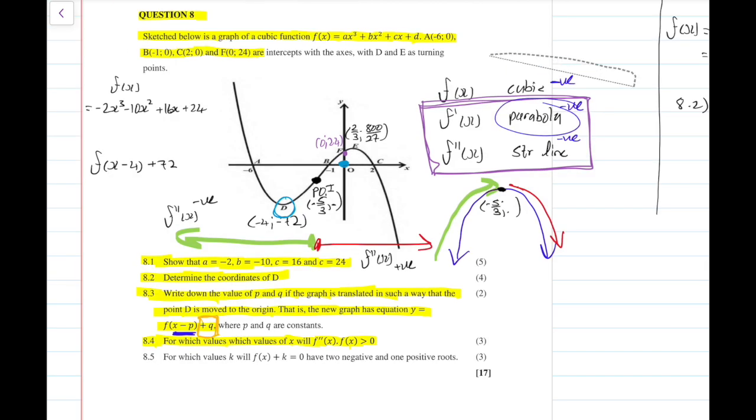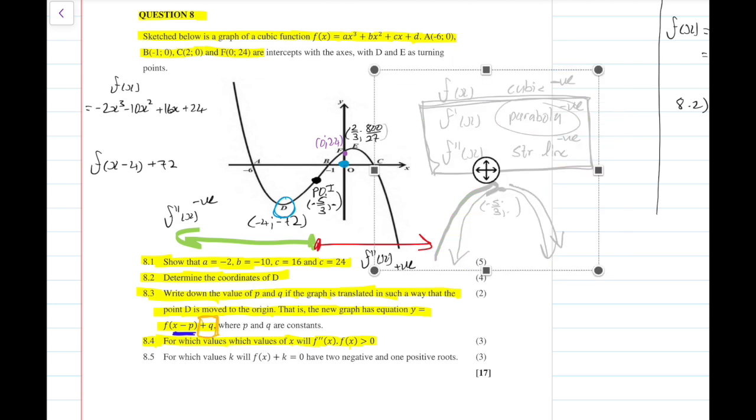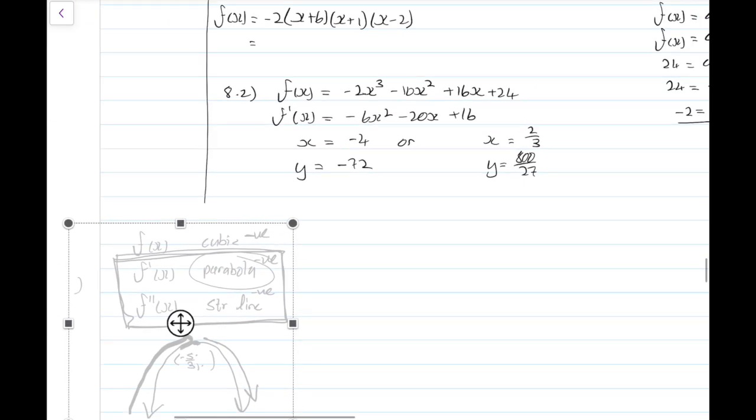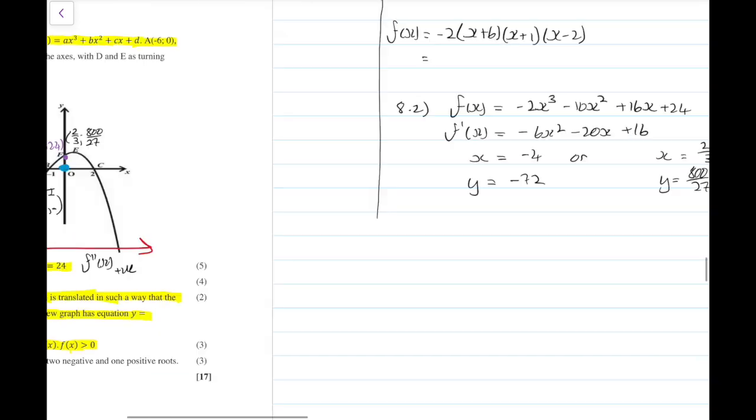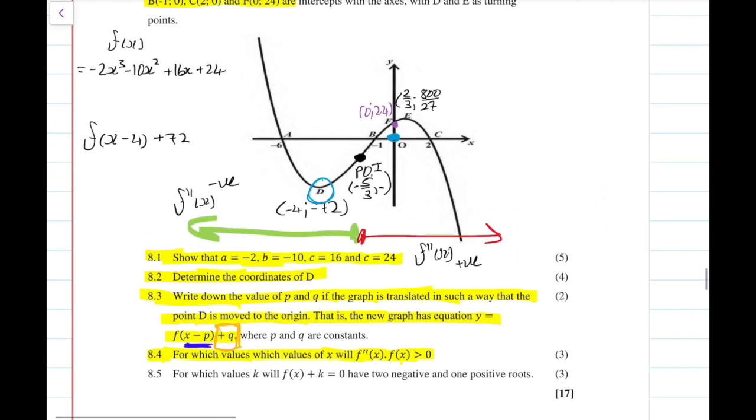Very good question. Actually, I haven't seen this type of question in some time. Quite excited for it. So, how do we now do this?